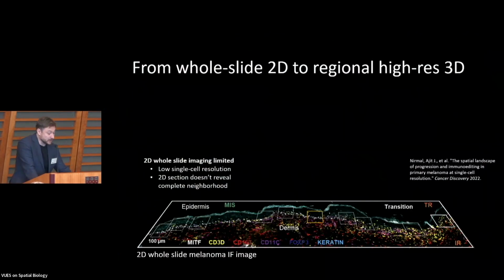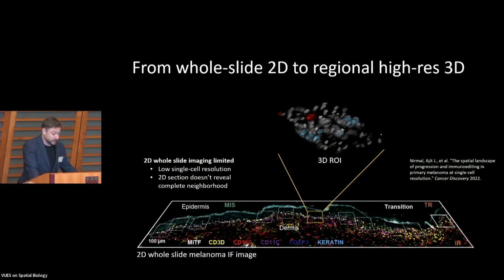So here we see a 2D whole slide immunofluorescence imaging dataset, and 2D whole slide immunofluorescence imaging allows us to improve our spatial understanding of biological tissue microenvironments, right? But it has some limitations due to the relatively low single cell resolution of a few pixels. And also we miss some important information regarding the shape and the surrounding neighborhood of cells because we're looking here at a 2D slice.